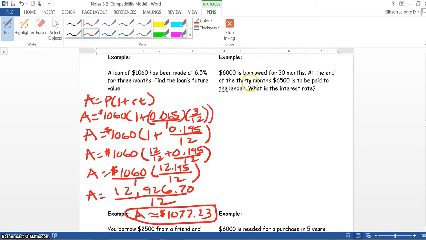Now we go back up to the next example. We have $6,000 is borrowed for 30 months. At the end of the 30 months, $6,500 is to be paid to the lender. What is the interest rate? So now let's take a look at this. We have A is equal to principal times 1 plus RT.